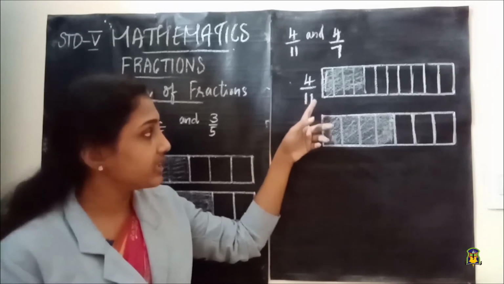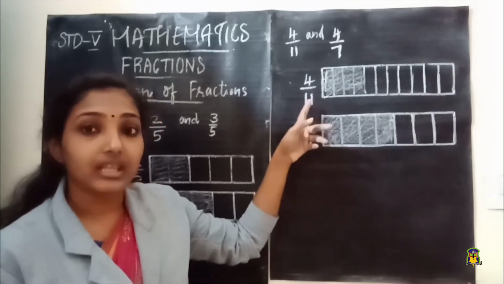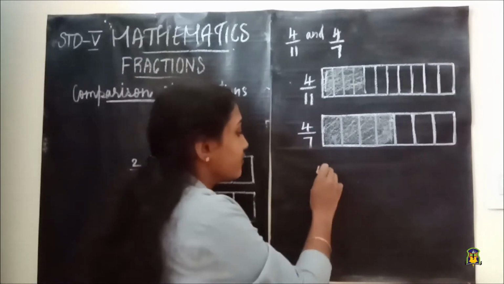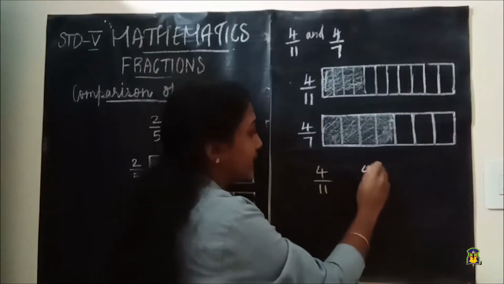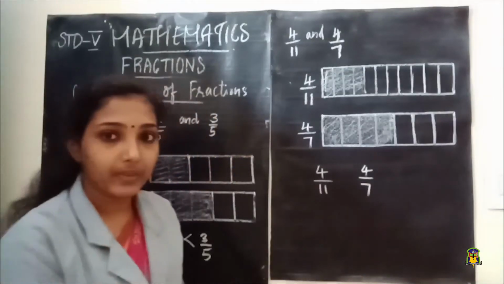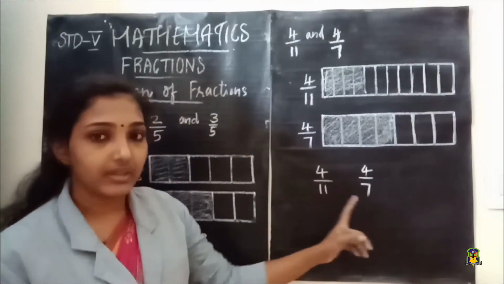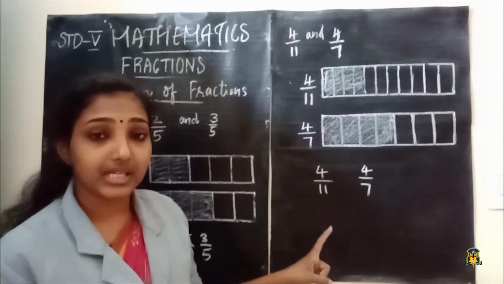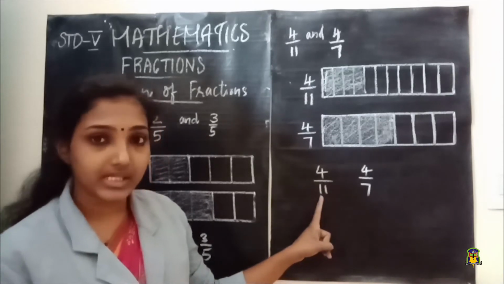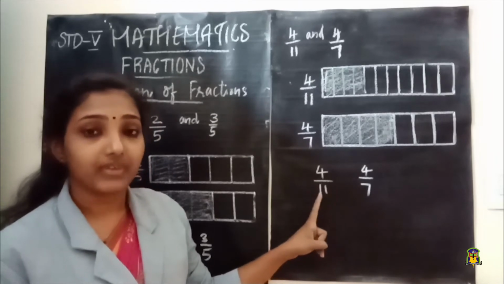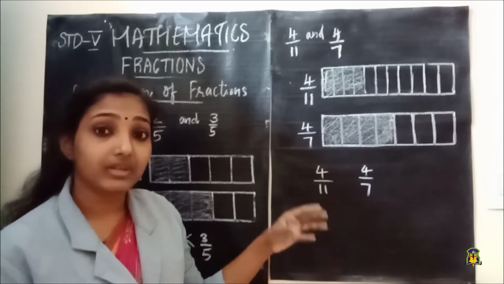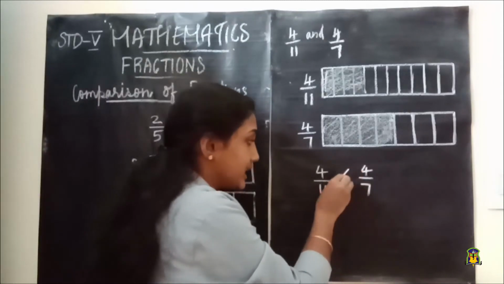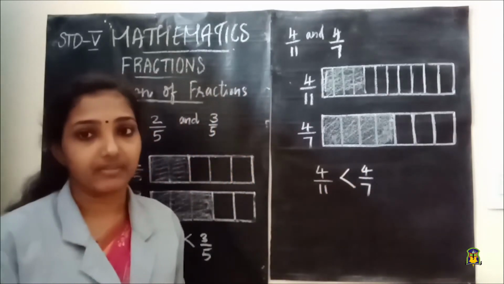Okay, here if the denominator is greater, that fraction will be the smaller one. So in this case, we have 4 by 11 and 4 by 7. The numerators are the same. They have different denominators, 11 and 7. So, which has the greater denominator? 11 is greater. So, the fraction with the greater denominator will be the smallest one. So, 4 by 11 is less than 4 by 7.